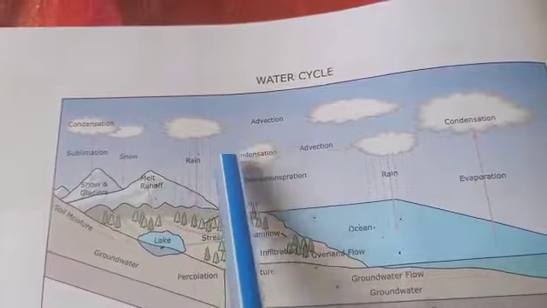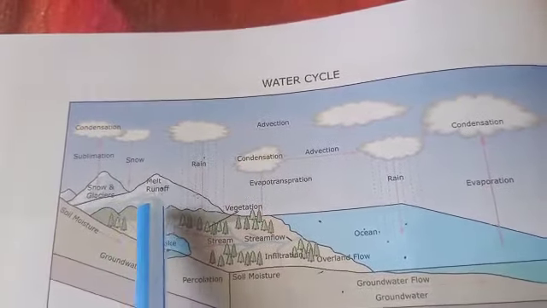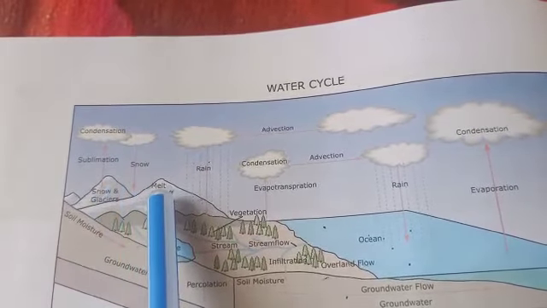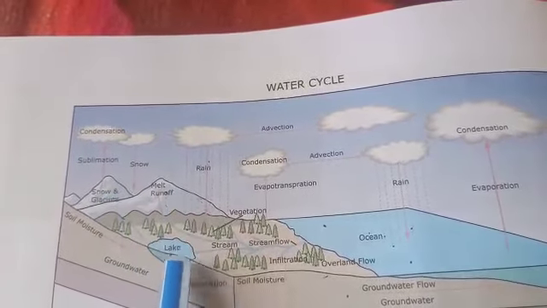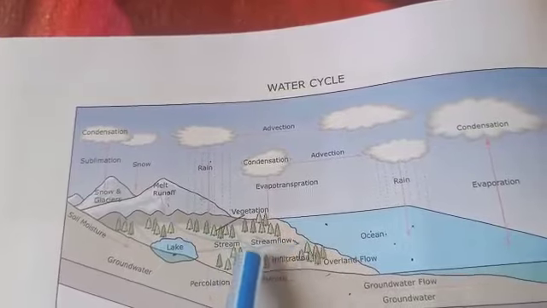Water vapor is there in the atmosphere. And it is in the solid form in the form of glacier over the mountains and peaks. It is in the liquid form in the oceans, lakes and streams.